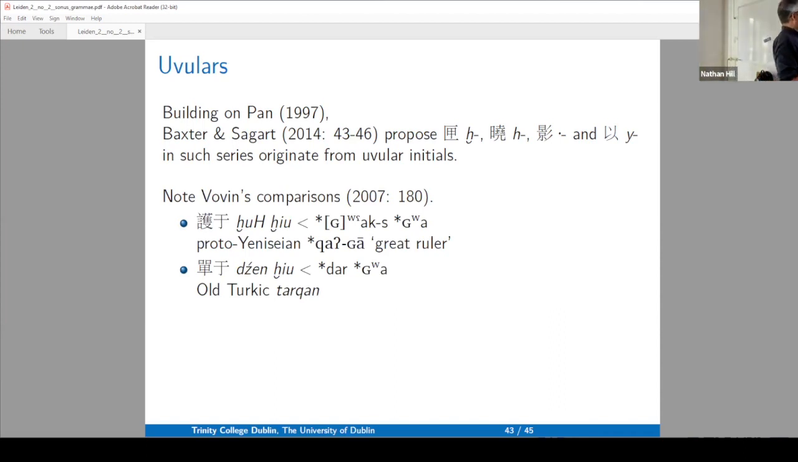Sasha Boban has an article where he thinks that these are both titles used by barbarians in the Han Dynasty, like the Xiongnu chieftain or something. So he takes this one back to Proto-Yeniseian, great ruler, and then he proposes this one's related to Old Turkic Takgan. And in both cases, we have uvulars, where Baxter and Sagart have proposed uvulars. There are other problems that you'll see on this slide, and I don't feel married to this proposal, but I do think it has the advantage of being independent research from Baxter and Sagart, and maybe suggests that there were some uvulars in some of the places they thought there were uvulars.